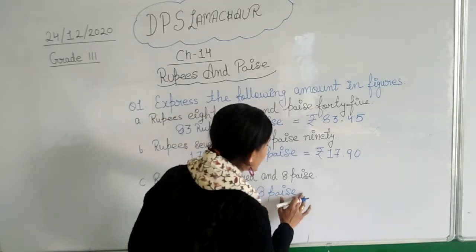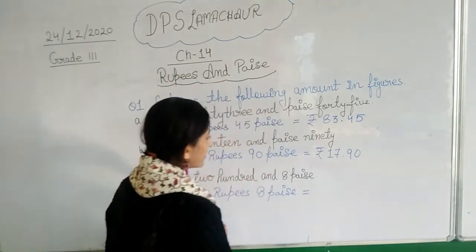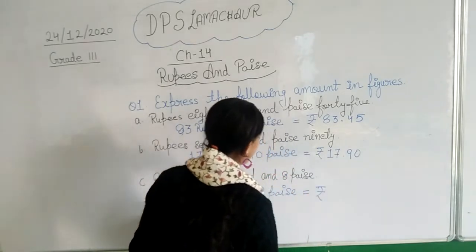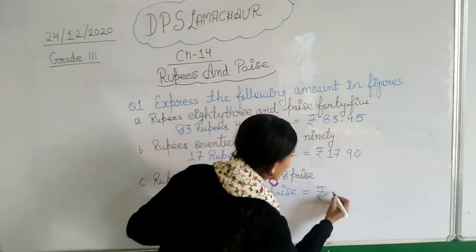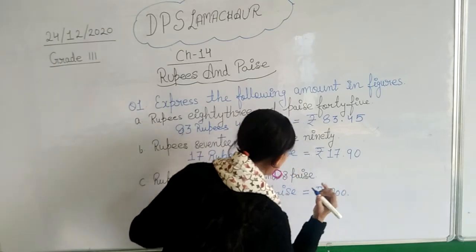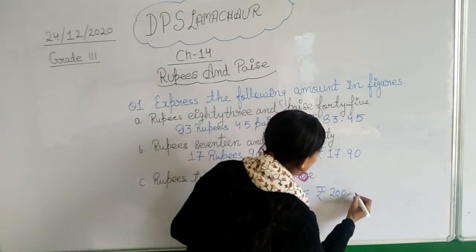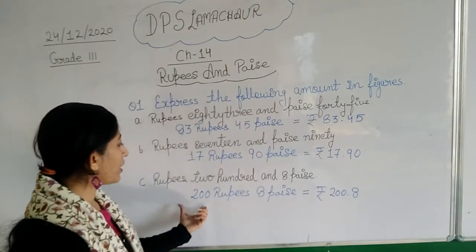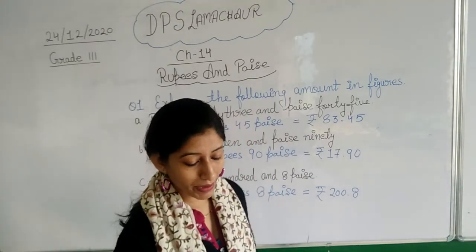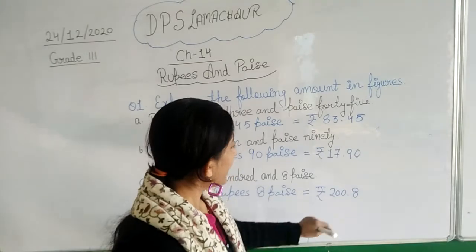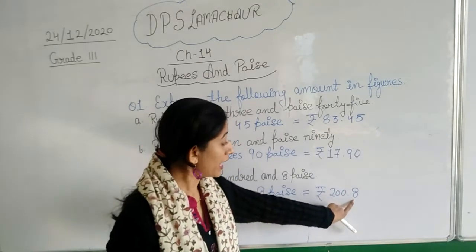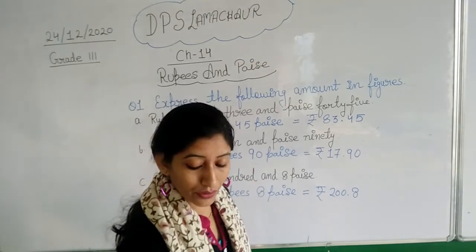And how can we turn it into the other form? We can turn it like this. Rupees will be here and then 200.8. Now you can write it simply like 8. Okay, so this is 200 rupees and 8 paisa. How will you write 8? If you write 8 in this way, it will become wrong. Why? Because this is the tens place.